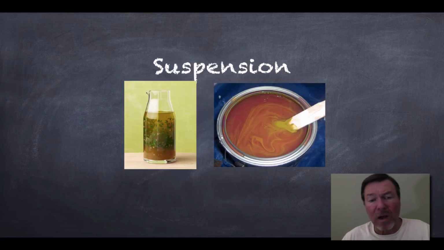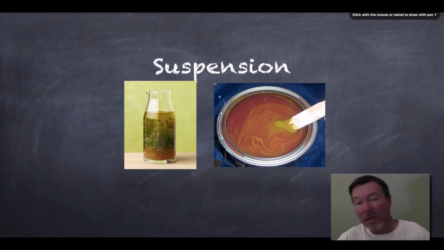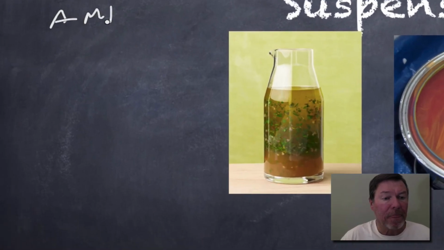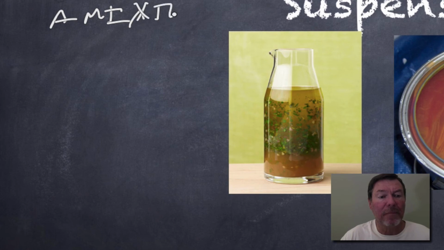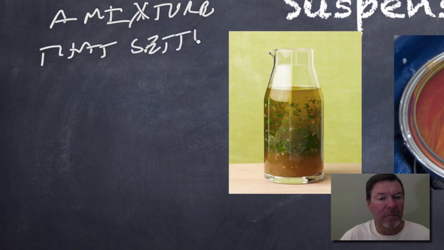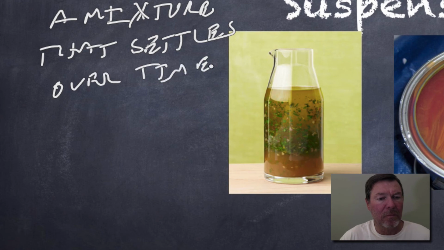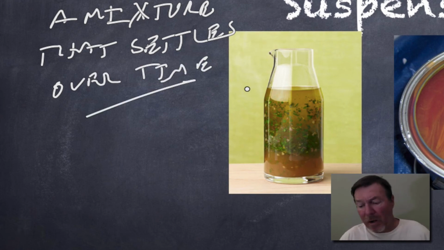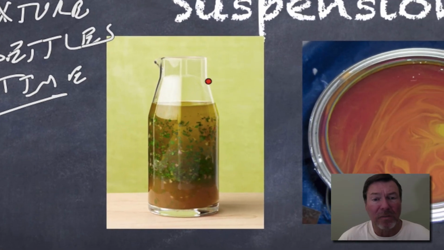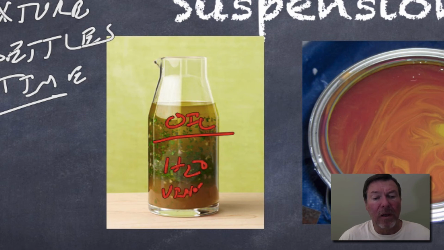So, the final one we're talking about is a suspension. A suspension is a mixture that settles over time. Okay, I'm giving you two examples here. One of them is salad dressing. That's probably the most common one we can think of. I'm not talking about the oil and the vinegar, where the oil always floats to the top and the rest of the liquid is down here. No, I'm talking actually about the solids.